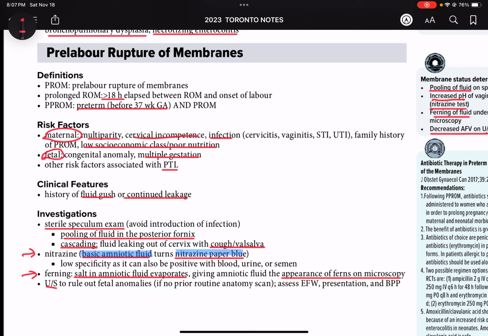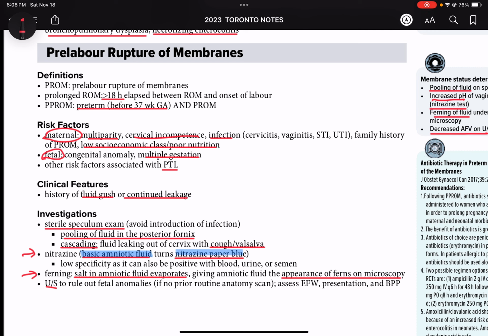Moving forward, pre-labor rupture of membranes, which is PROM. If the rupture of membrane happened and the onset of labor, the time elapsed between the rupture of membrane and onset of labor would be more than 18 hours, we'll call it prolonged rupture of membrane.